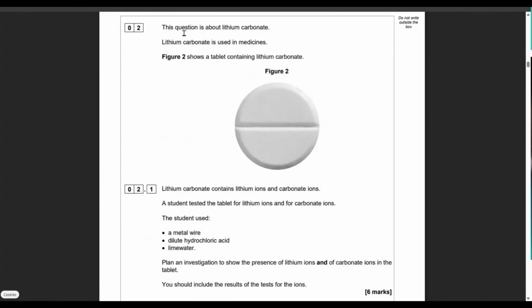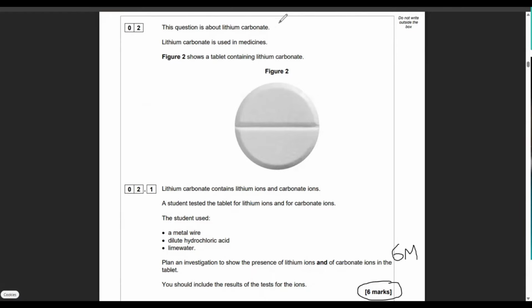Question 2. This question is about lithium carbonate. Lithium carbonate is used in medicines. Figure 2 shows a tablet containing lithium carbonate. 2.1. Lithium carbonate contains lithium ions and carbonate ions. A student tested the tablet for lithium ions and for carbonate ions. The student used a metal wire, dilute hydrochloric acid, lime water. Plan an investigation to show the presence of lithium and carbonate ions in the tablet. You should include the results of the tests for the ions.